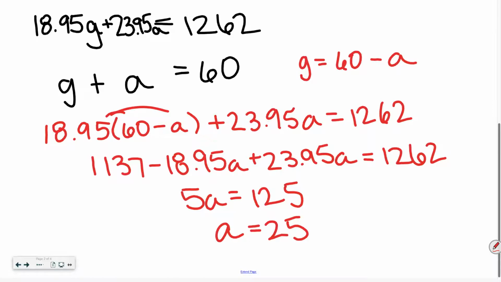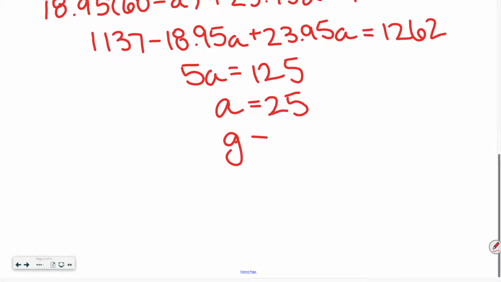Which one should we plug back into? The one without the ugly coefficients, right? So if A is 25, G plus A is 60, G is?